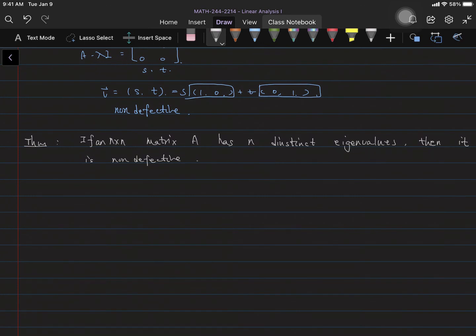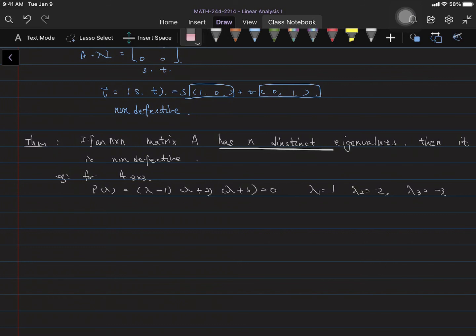For example, for a given matrix A, this is a 3 by 3 matrix, okay? If the characteristic polynomial p(lambda) equals lambda plus 2 times lambda plus 3 and so on equals 0, then we know this matrix has 3 distinct eigenvalues, like -2 and lambda 3 equals -3, right? So same as the number n, okay? That means it has n distinct eigenvalues. This is an example like this. And then it is non-defective because we have theorem 1.